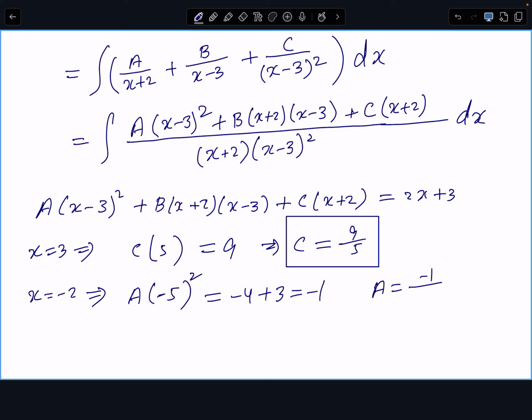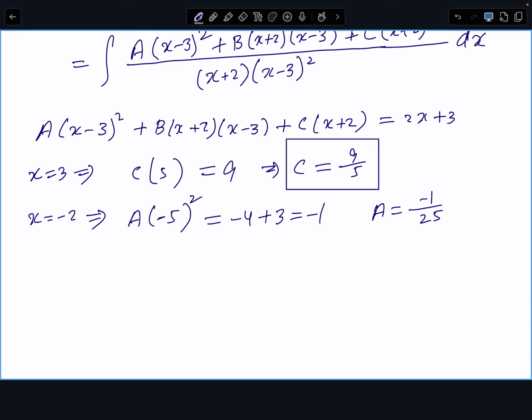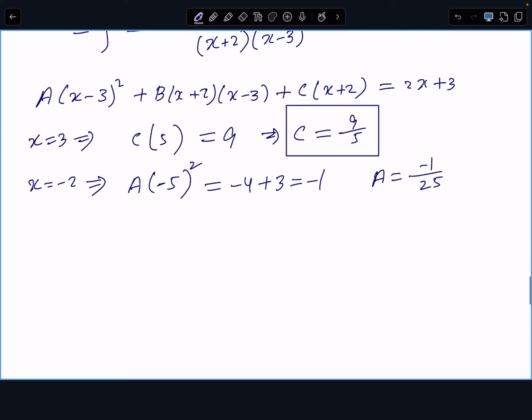minus 1 over 25. And now for B, we're going to open it up. We're going to expand everything. So we're going to have A times x squared minus 6x plus 9. Okay.